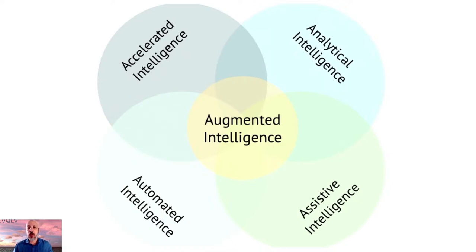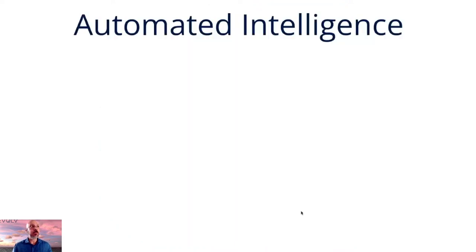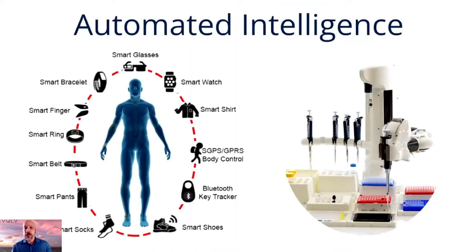So let me share with you how you can use it by starting with some examples of these five AIs through the lens of biotech and pharma. Now, automation or automated intelligence minimizes human intervention in a physical process, typically with machines.